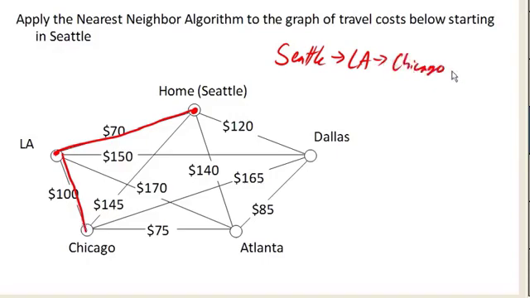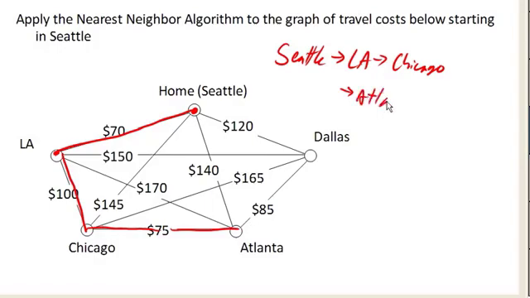Got some good travel deals here. And then from Chicago, we can go 140. Oh, no, we don't want to go back home yet, right? We still need to visit Dallas and Atlanta. So we only really look at the unvisited cities. Of those two, it looks like Atlanta is the cheapest, so we'll go to Atlanta next.